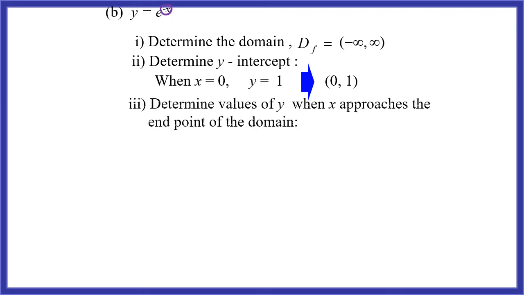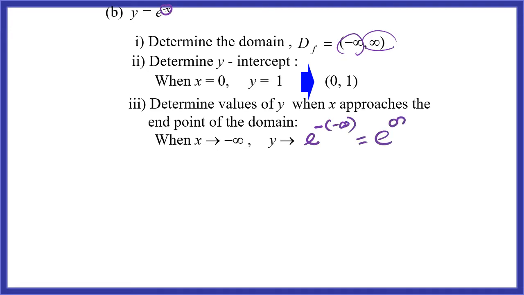And then the next one is to determine the value of y when x approaches the endpoints of the domain. Okay, so what are the endpoints? Negative infinity and infinity. So when x approaches negative infinity, y will approach e to the power of negative x. What is x? Negative infinity. So this is e to the power of positive infinity, which will be a really big value. That's why y will approach infinity. And then when x approaches infinity, y will approach e to the power of negative infinity, because it's negative x. So that's why it approaches 0.